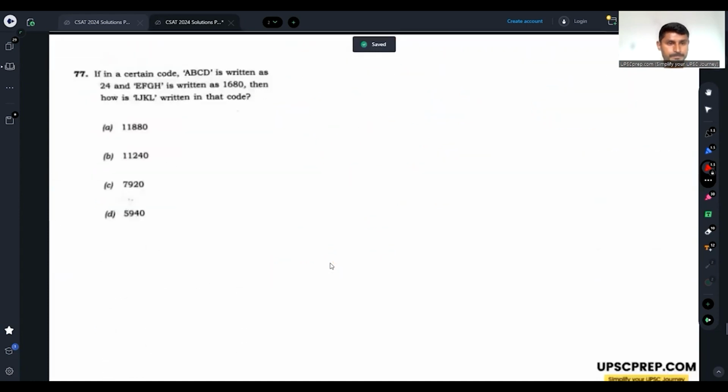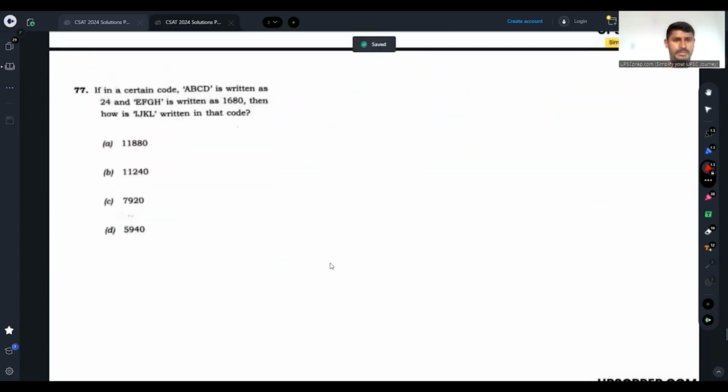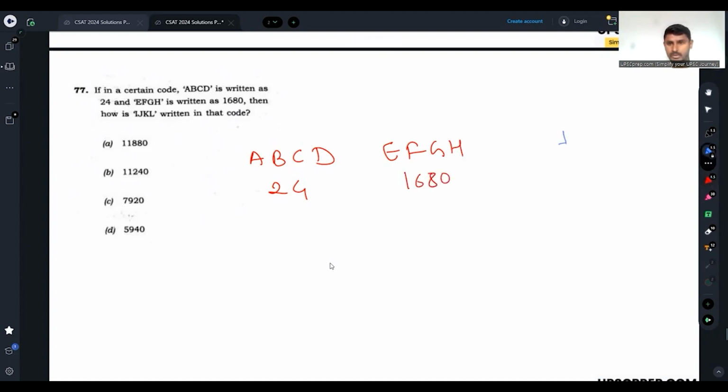77. If in a certain code, ABCD is written as 24, EFGH is written as 1680. So what will be the code for IJKL? If you just number these alphabets 1, 2, 3, 4, right? So 1 into 2 into 3 into 4 is 24. Then 5 into 6 into 7 into 8 will be 1680. If you just take the product, you will see that it is 1680.